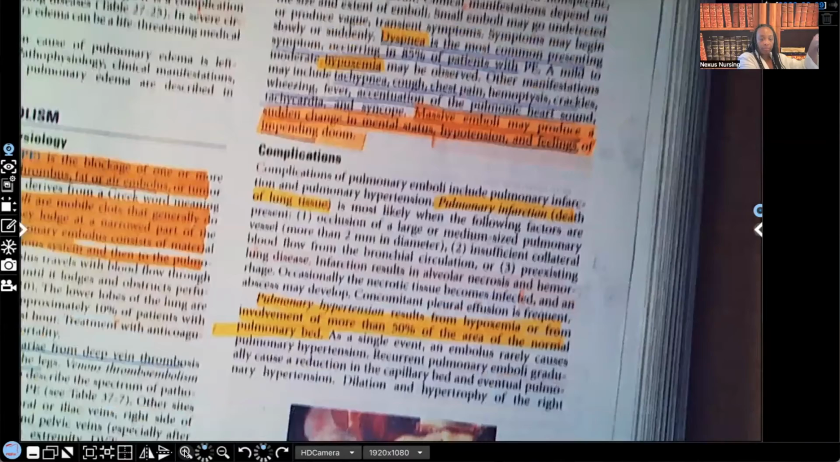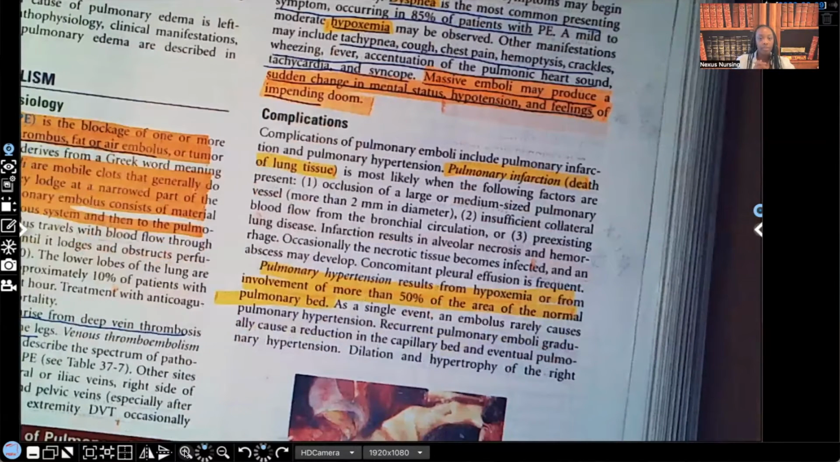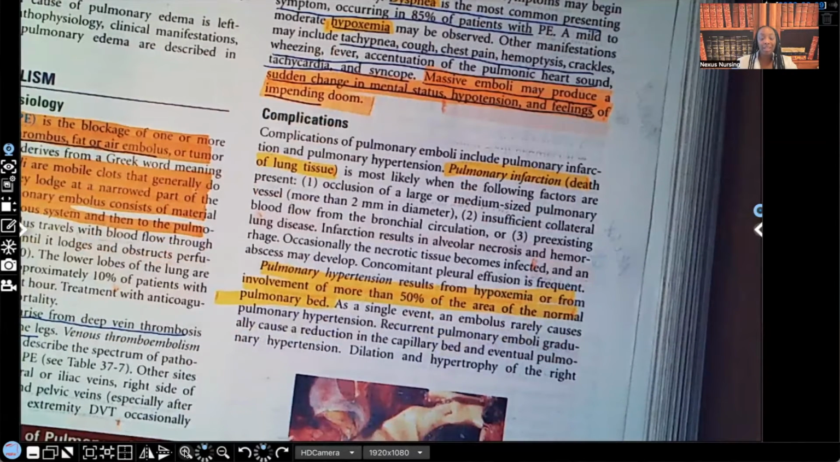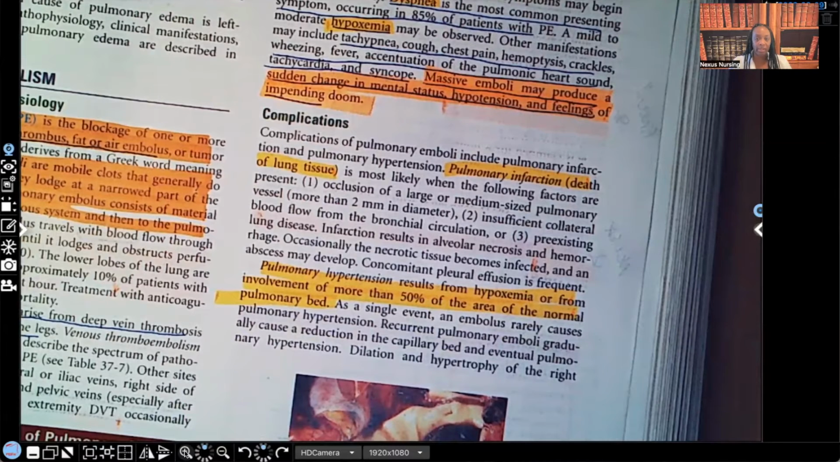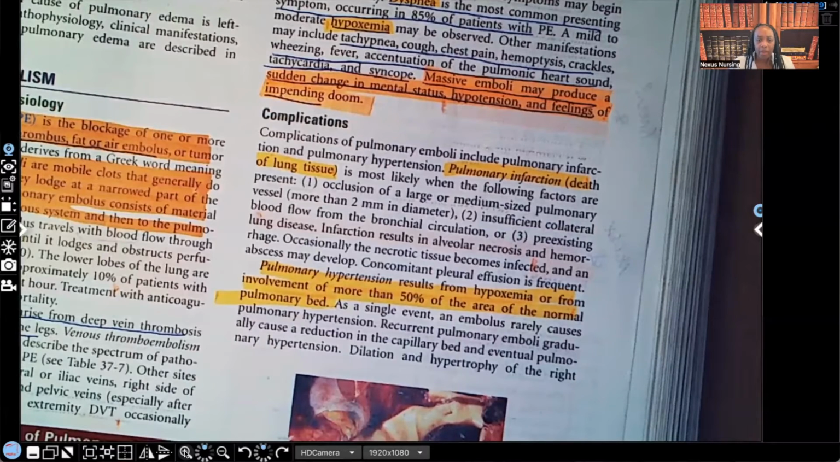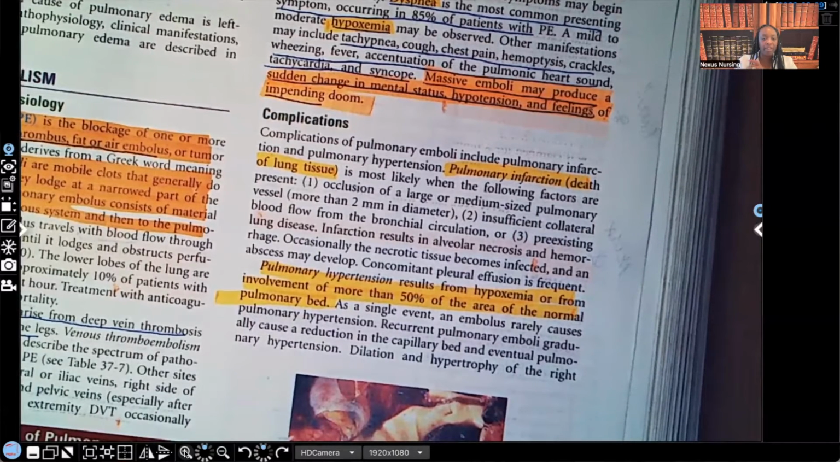Complications? Pulmonary infarction, that's death of the lung tissue. Think about it. Oxygen is not going to the tissue where it needs to go, right? Because that embolus has lodged itself. Death of the lung tissue. And 2, pulmonary hypertension. And this results from the hypoxemia. We talked about the decreased oxygen, hypoxemia from involvement of more than 50% of area of the normal pulmonary bed.